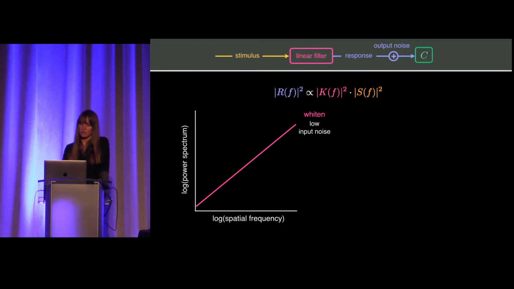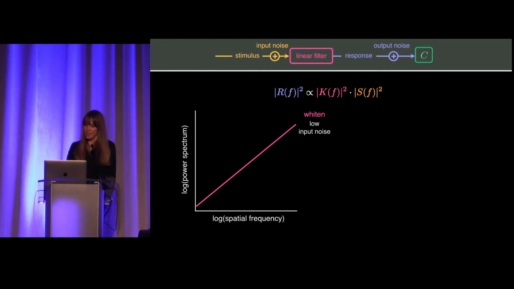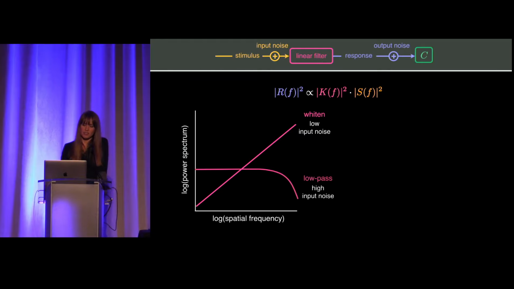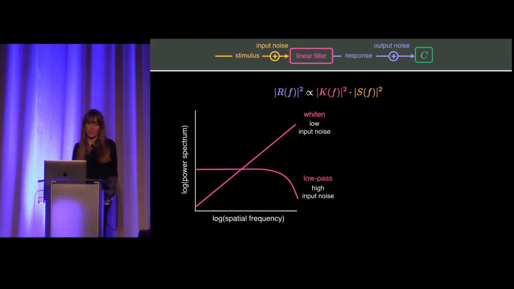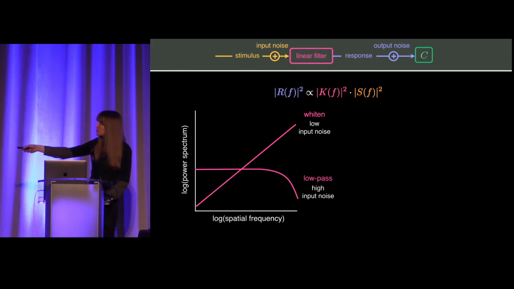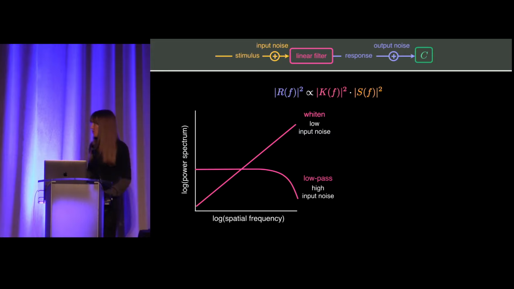It turns out that if we add noise in at the input, this no longer is the optimal solution. So in the limit of high input noise, the optimal filter looks more like a low pass filter than a whitening filter. And in fact, you can derive a whole family of different solutions that interpolate between these, depending on how strong the input noise is relative to the output noise.